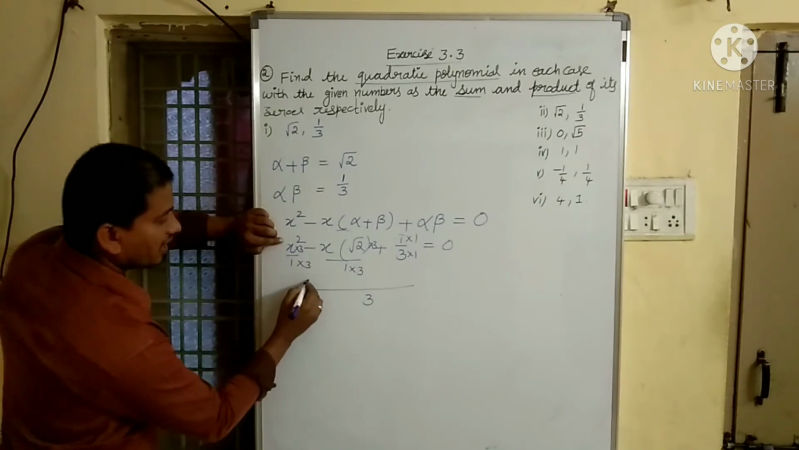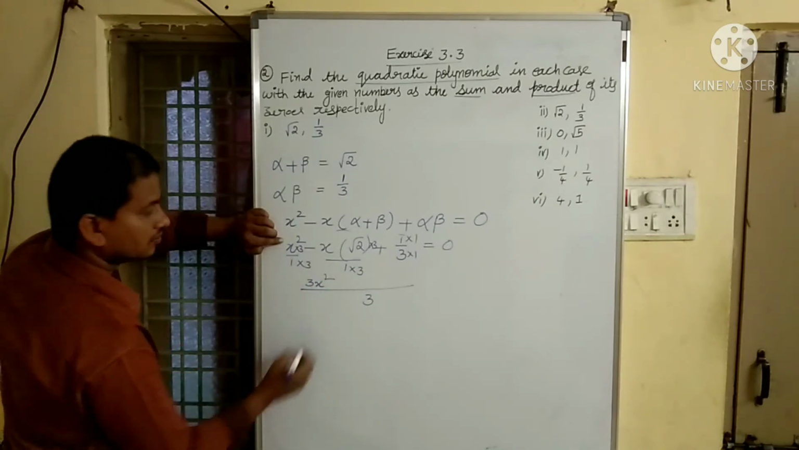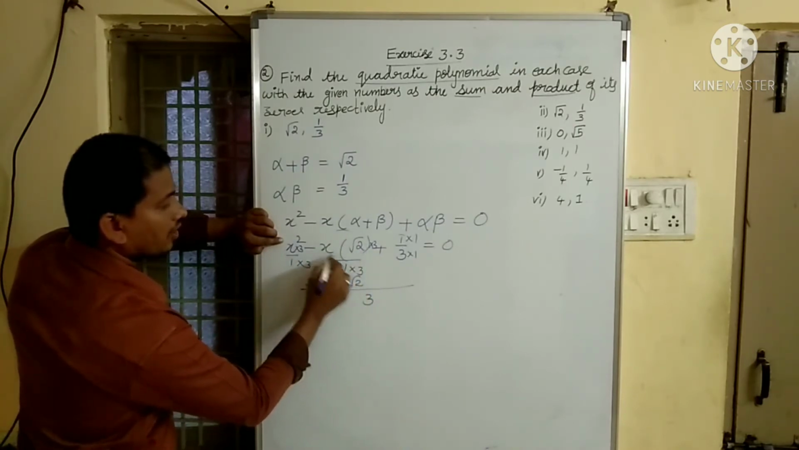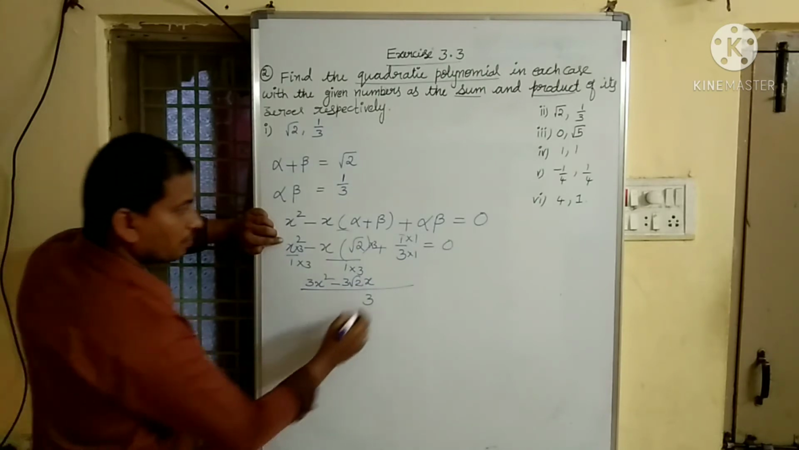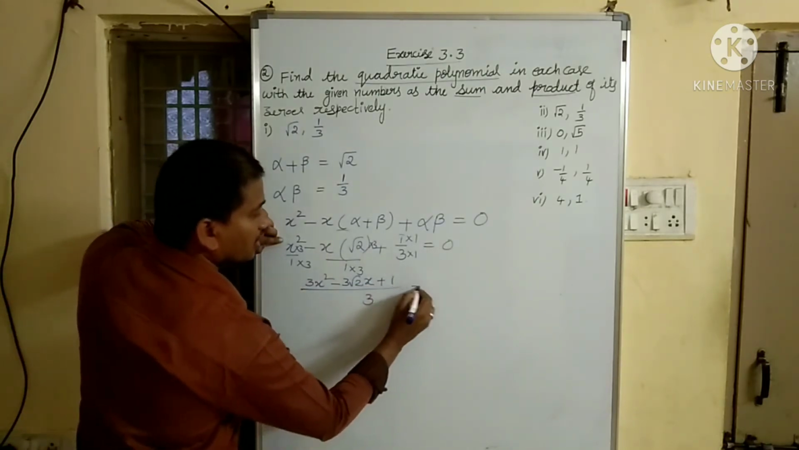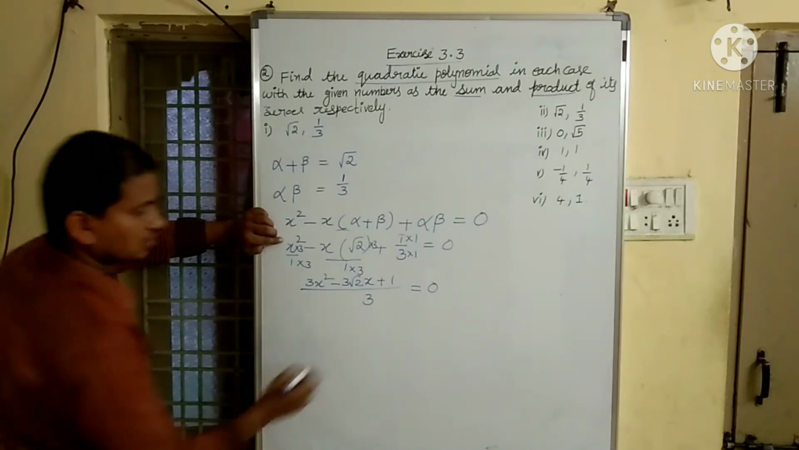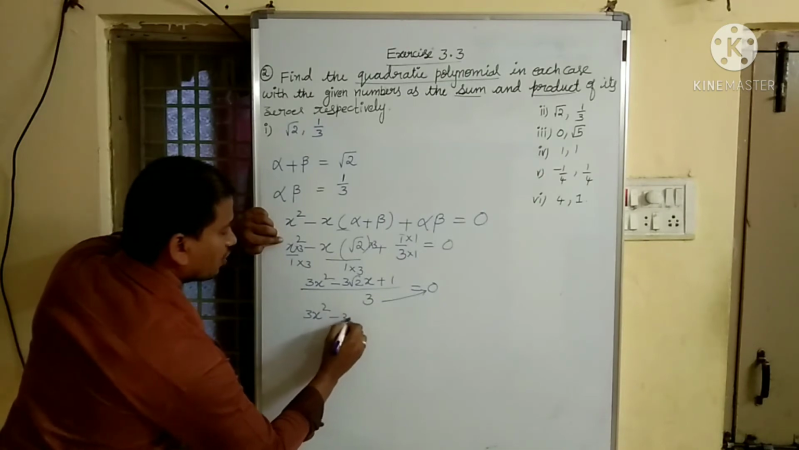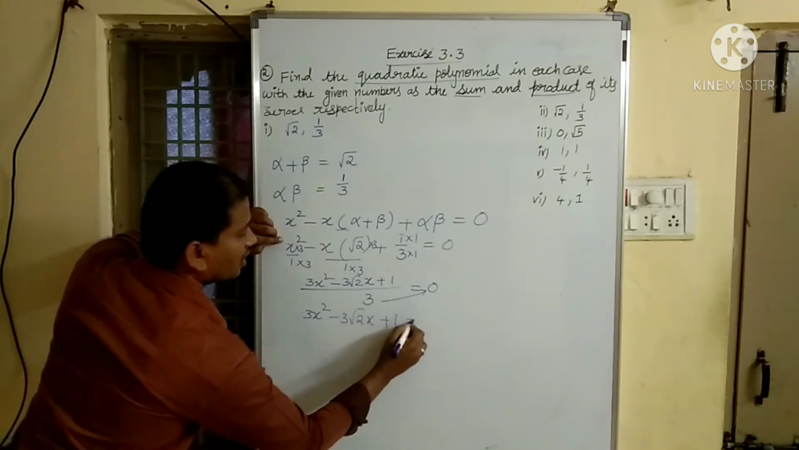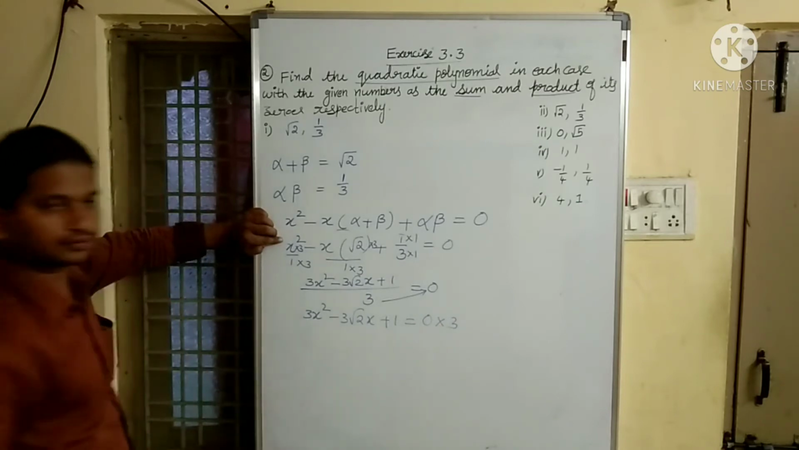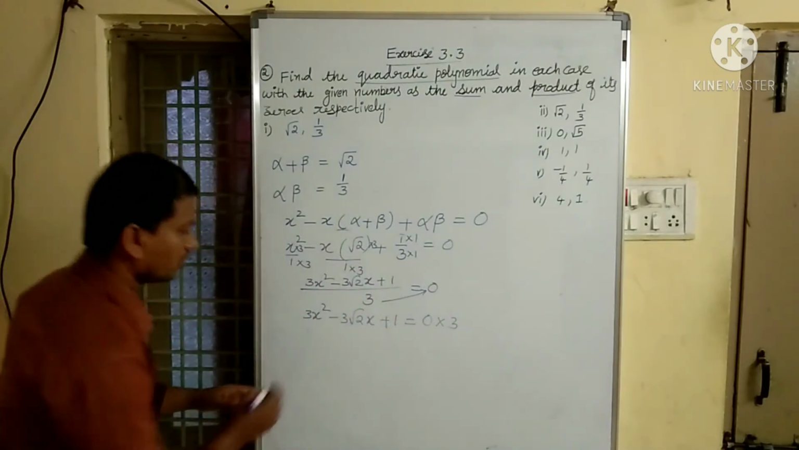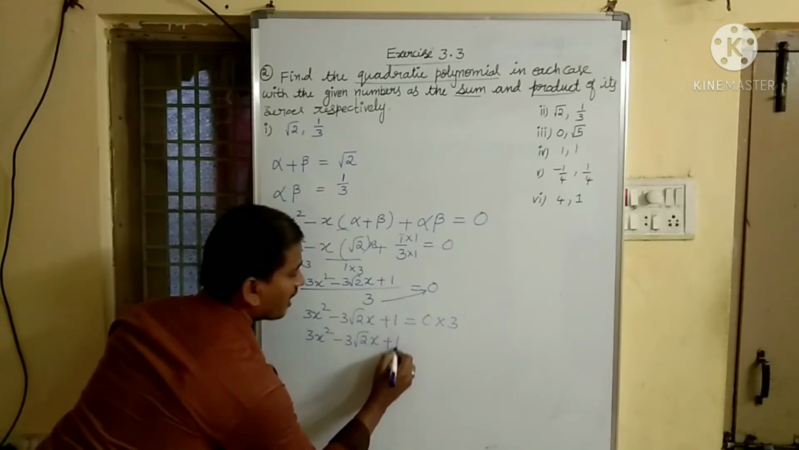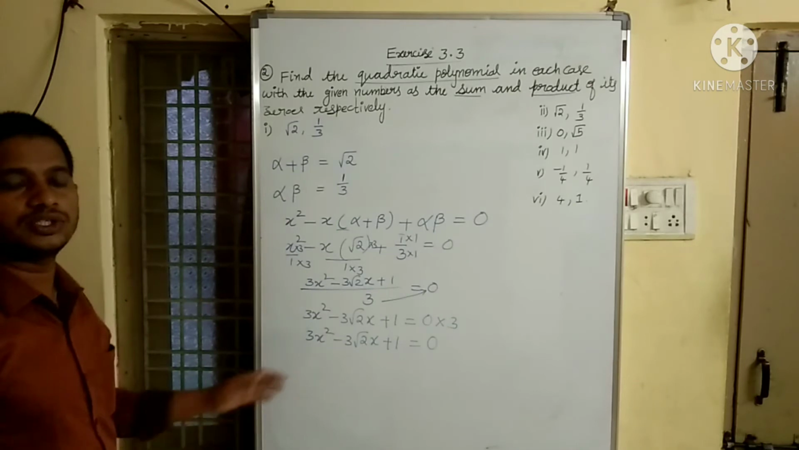So 3 into x square, 3x square minus 3 into root 2, 3 root 2, and we have x here, plus 1 is equal to 0. So cross multiplication: 3x square minus 3 root 2 into x plus 1 equal to 0 into 3, which is 0 only. So 3x square minus 3 root 2x plus 1 equal to 0.